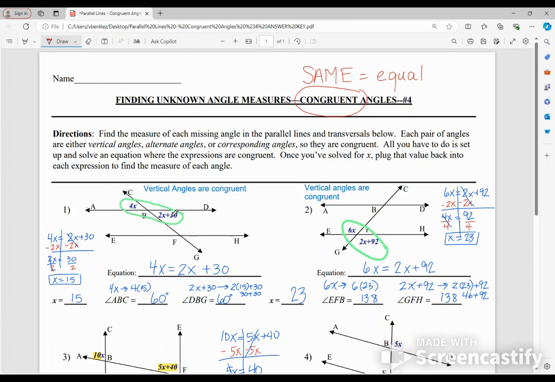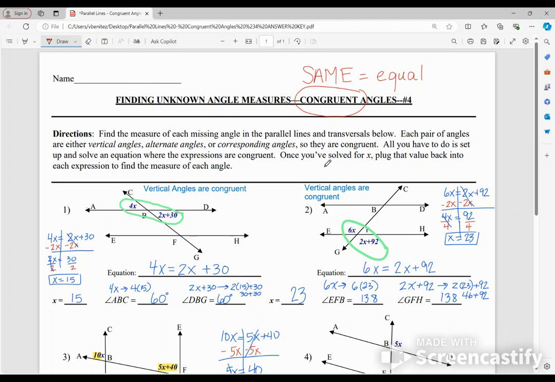So let's go ahead and prove that. If I take my other expression that represents angle DBG, which is 2x plus 30, we do 2 times 15, and then take that result and add 30. So that becomes 30 plus 30, which is 60. And indeed, both of these angles are congruent.